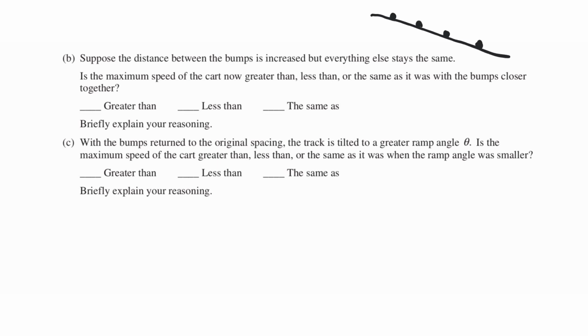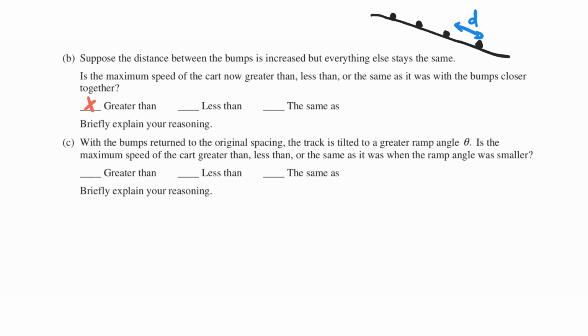If the bumps are more spread out, then the distance between the bumps is becoming greater, and if the distance between the bumps becomes greater, then there's more space for the cart to speed up in between the bumps. And so if I keep everything else the same, but increase the distance between the bumps, we should find that the maximum speed of the cart is greater than what it was before.